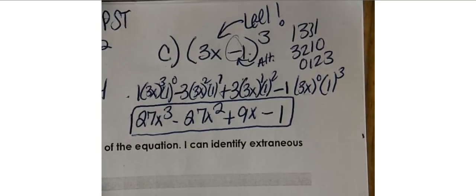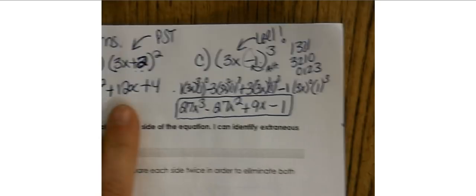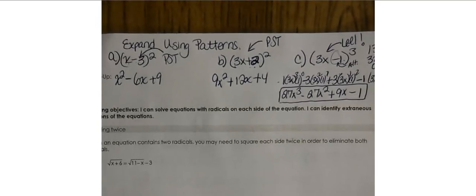Hopefully these patterns were okay for you, or at least a really nice refresher. Like I said, they're not going away. They will certainly be on your final exam, and we can even use some of these patterns for our lesson for today. Now, our learning objective for today's lesson is to be able to say that I can solve equations with radicals on each side of the equation. They're on each side of the equation.